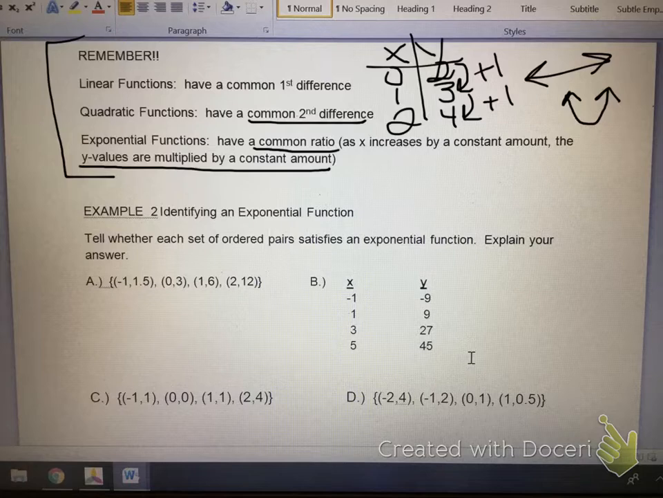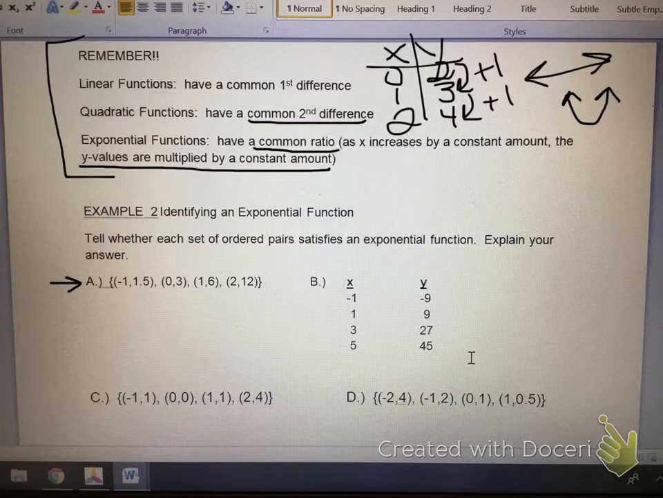Sometimes you're going to get just a list of ordered pairs. So we know it's a relation. We just don't know if it's a function. To tell if it's a function, remember the x's cannot repeat. The y's can repeat all day long, x's cannot. In letter A, we have -1 for the first x, 0 for the second x, +1 for the third x, +2 for the fourth x. All those numbers are different. This is a function of some sort.